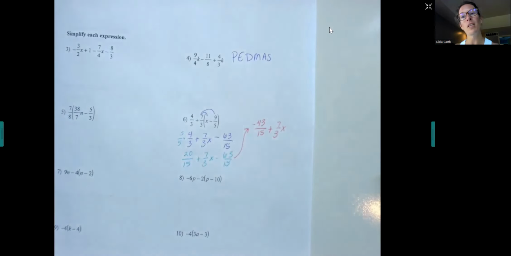So please remember, when you're doing this simplification, you can only add terms that are exactly the same. If they have a variable and it's the same variable, they can be added together. If they don't, it cannot.